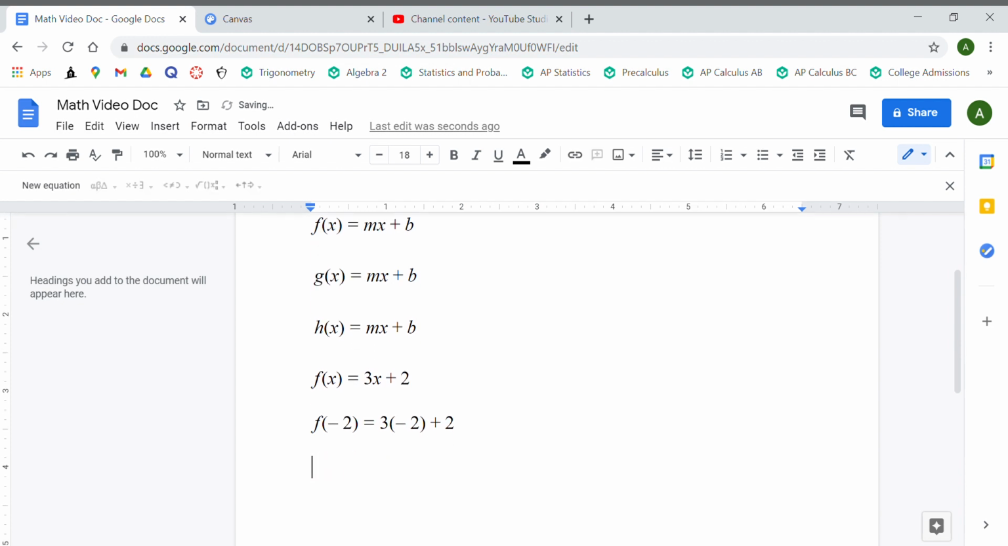Then we simply need to simplify. Simplify the right side of the equation. So 3 times -2 is -6, plus 2 equals -4. So what we really mean here is that at the x value of x equals -2, y equals -4.